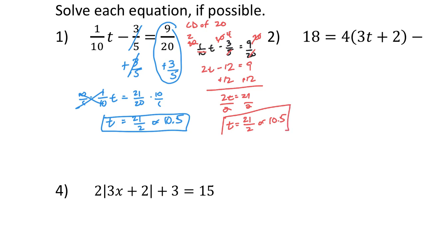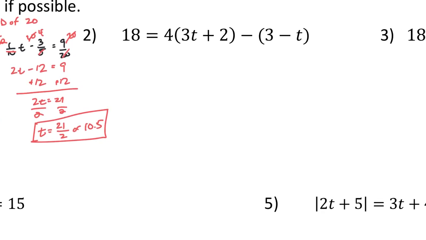Again, exact same answer that we got right here, okay? 21/2, 10.5. This was 2 steps. This was 1, 2, 3 steps. Your preference. All right, let's take a look at number 2 here.